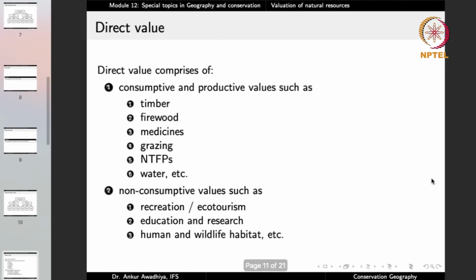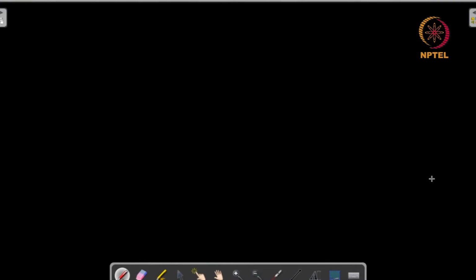The direct value comprises all the consumptive and productive values such as timber, firewood, medicines, grazing, NTFPs, water, etc., and the non-consumptive values such as recreation, ecotourism, education, research, human and wildlife habitat, etc. Now, what do we mean by the consumptive and the non-consumptive values? Suppose we consider a tree.